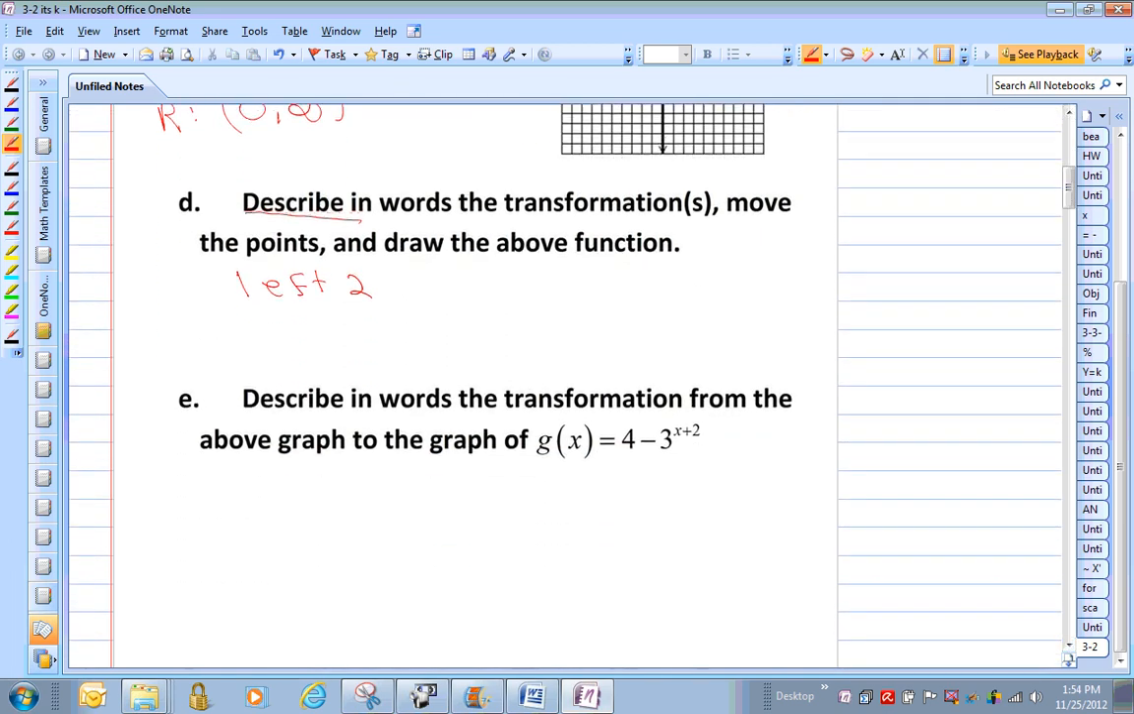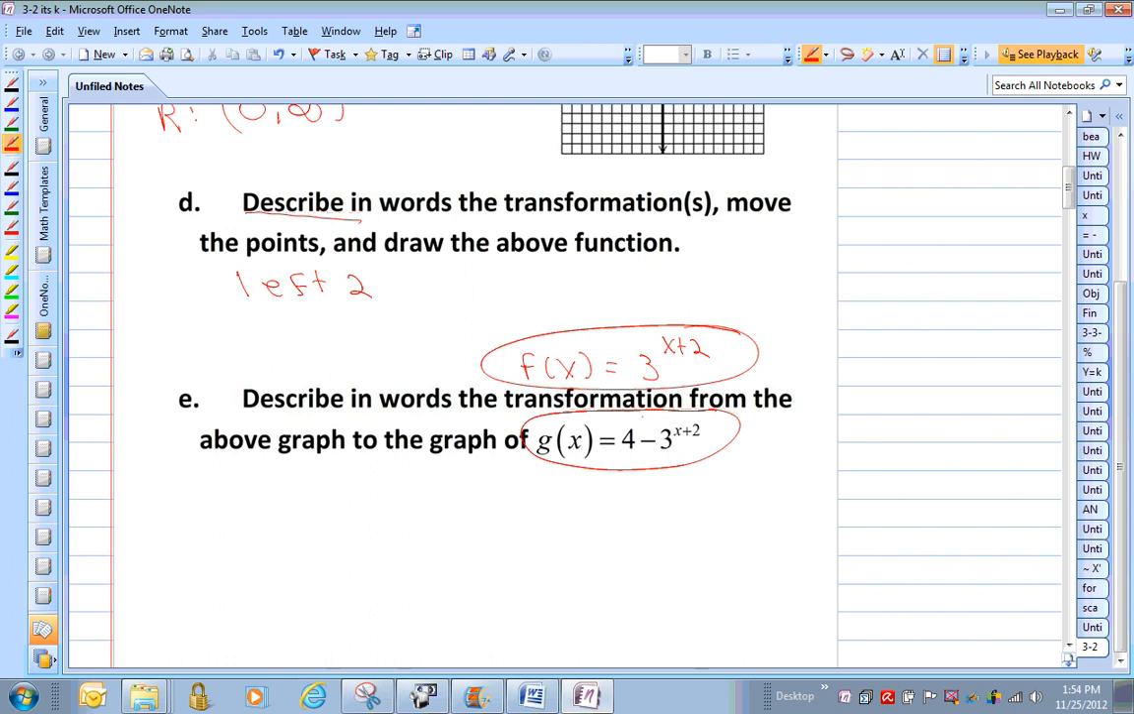All right, let's move on and answer the last question about graphing today. We're going to describe in words the transformation from the above graph. Remember, our above graph was f of x equaled 3 to the x plus 2. And we want to go from this graph to this graph, and we want to just describe the different transformations. Okay, a couple of things are a little tricky here. This 4 kind of wants to throw you off. The 4 is positive. The 3 now is negative.